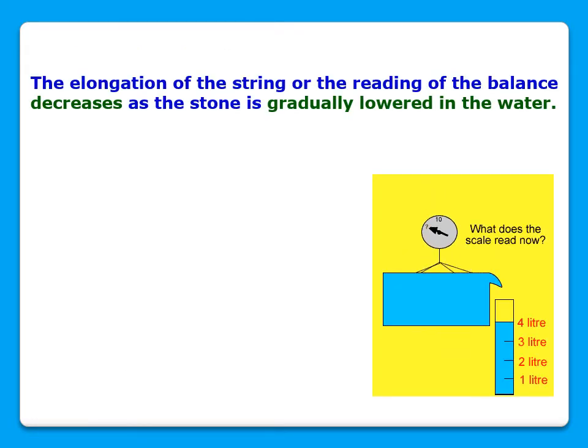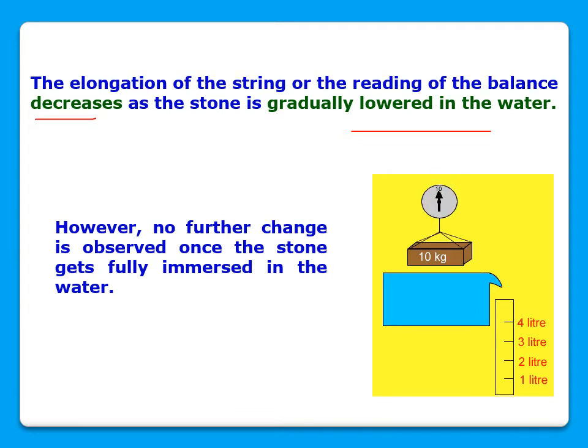The elongation of the string, or you can say the reading of the balance, decreases as the stone is gradually lowered into the water. The reading that is decreased. However, once it is decreased, no further change is observed once the stone gets fully immersed into the water. The animation is also showing the same thing when the object is just going inside the water. Okay, you can change the reading over there, but once it is fully immersed, after that there is no change, right?